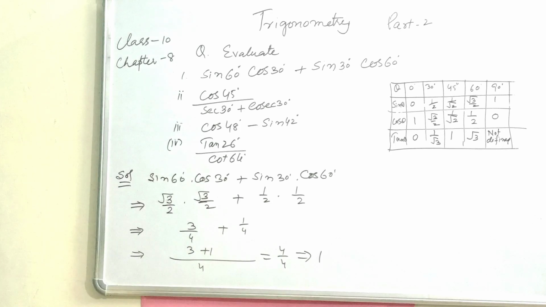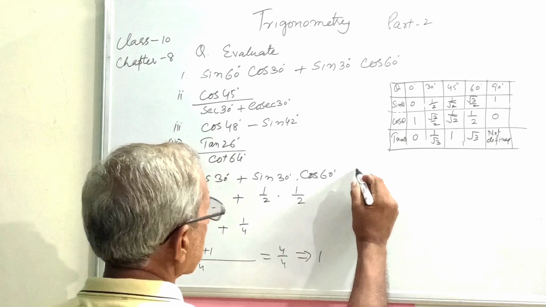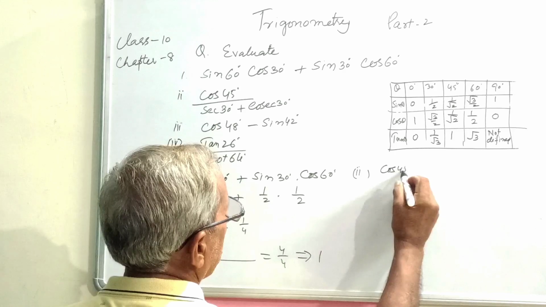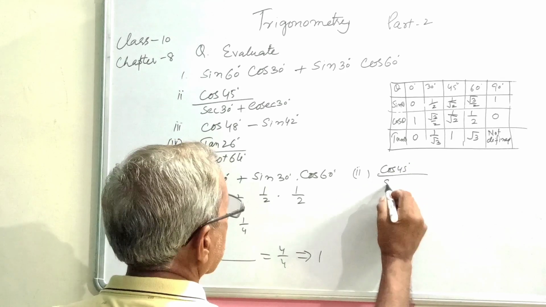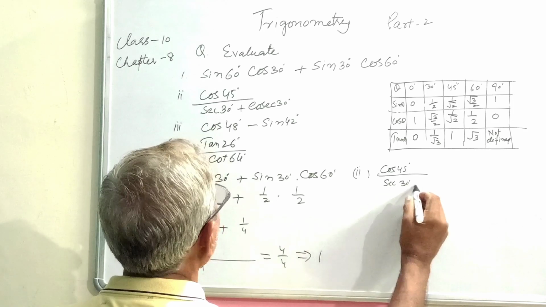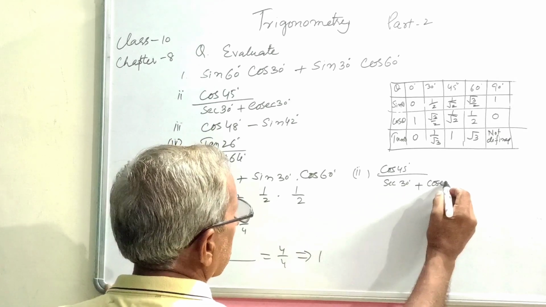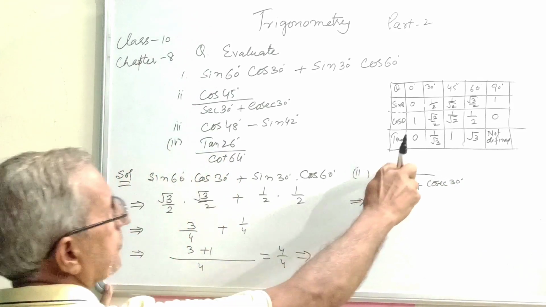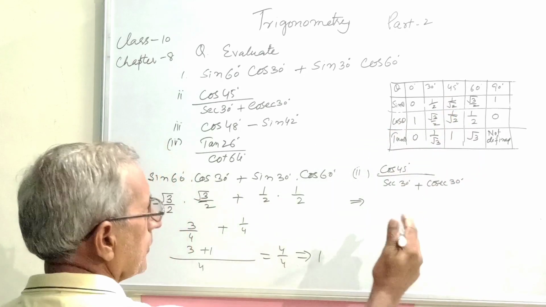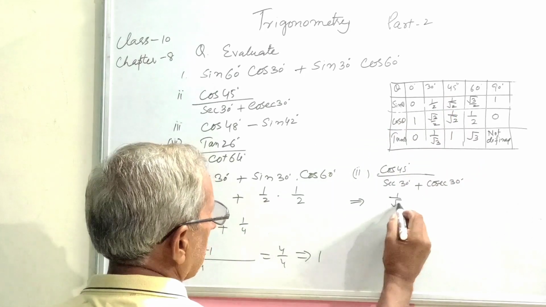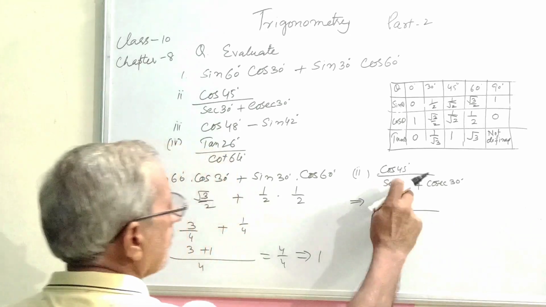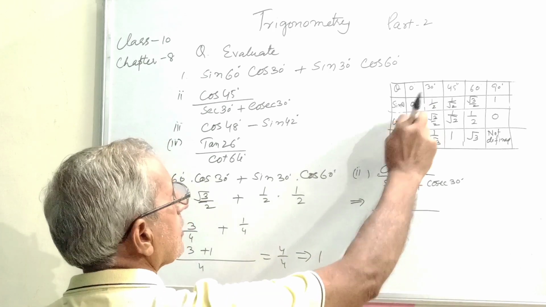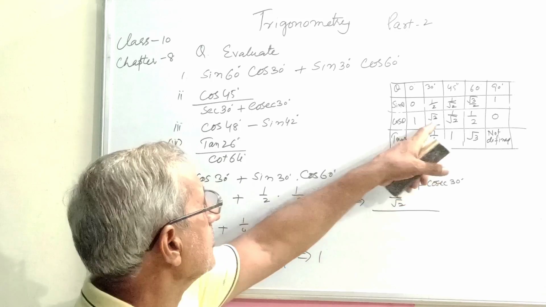So let us take the second part: cos 45 upon secant 30 degree plus cosecant 30 degree. Just see, cos 45 is 1 upon under root 2. Whereas for secant 30, you have to see only cos 30. So cos 30 is under root 3 upon 2.